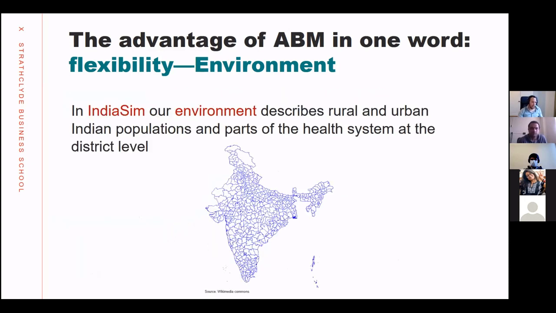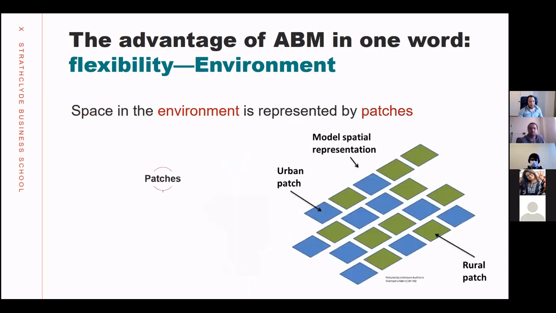In the case of IndiaSim, the other model, I'm going to flip a bit between the two different models for these different examples. Our environment describes rural and urban Indian populations and parts of the health system at the district level. So we're describing essentially the entire country. We have patches here, so this is a patch-based model, and each patch describes either an urban or a rural area, at the district level.